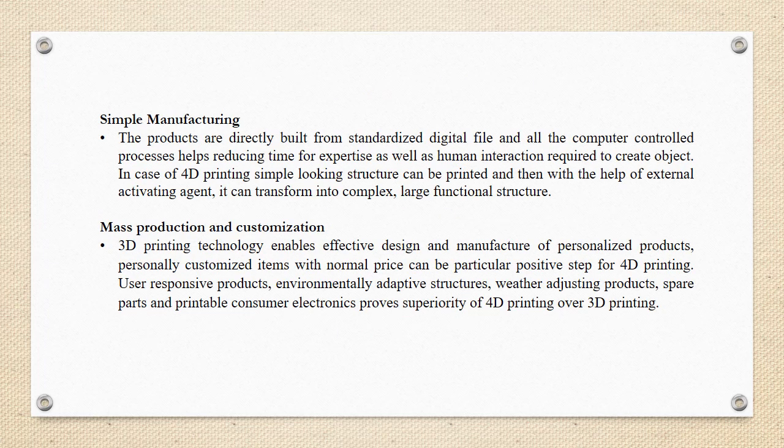Simple manufacturing: the products are directly built from a standardized digital file and all the computer-controlled processes help reduce the time for expertise as well as the human interaction required to create objects. In 3D printing, we require human interaction to create an object. In the case of 4D printing, a simple-looking structure can be printed and then, with the help of external activating agents, can transform into a complex, large functional structure, enabling mass production and customization.